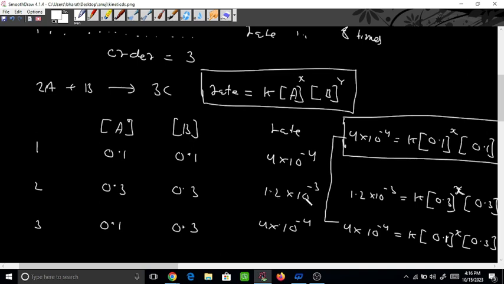The rate has also increased 3 times. We increased the concentration 3 times, so the rate also has increased 3 times, so this will be first order. If it had increased 3 to the power 2, that is 9 times, then this order would have been second order. Understood?